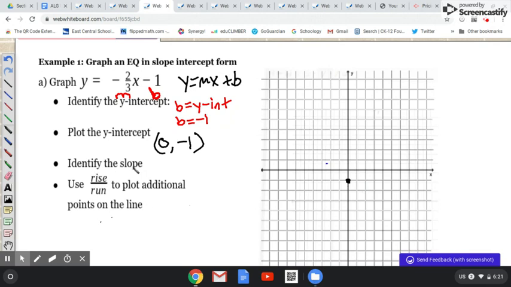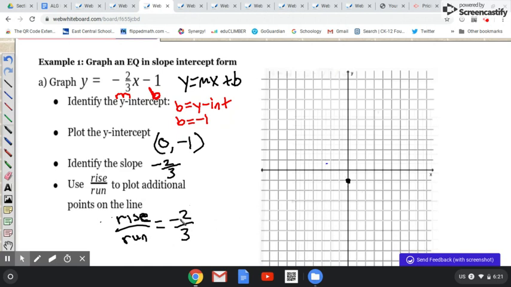Next thing we have to do is identify the slope. Since it's in y equals mx plus b, my slope is right here. The slope is -2/3. And we can use the idea of rise over run to plot more points on our line.